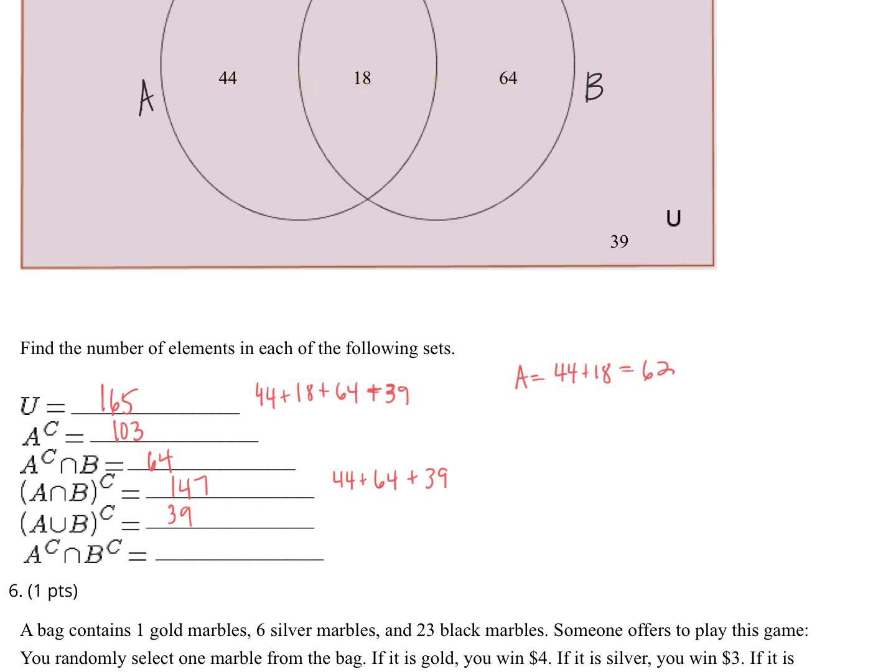All right, and then the last one, A complement intersect B complement. So what's not in A and also not in B? Well, the only thing that's not in A and not in B is that 39 on the outside again. So again, that would be 39.